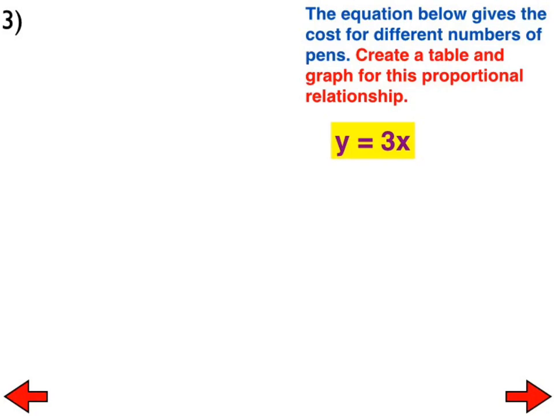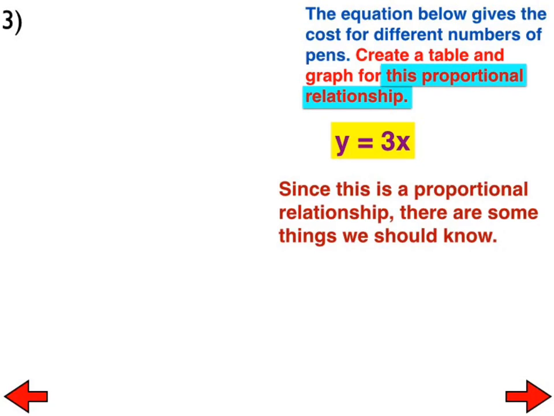So we're going to go through this one together. It says the equation below gives the cost for different numbers of pens. Create a table and graph for this proportional relationship. So it tells us right there that this is a proportional relationship. Besides that, we can see that from the equation.